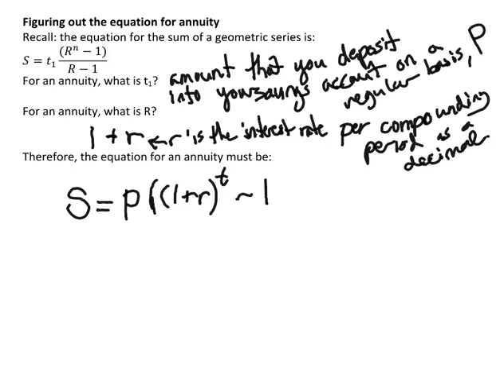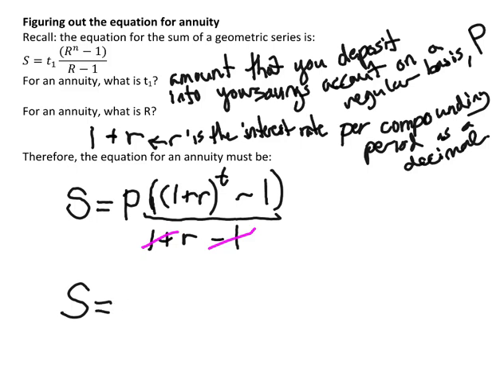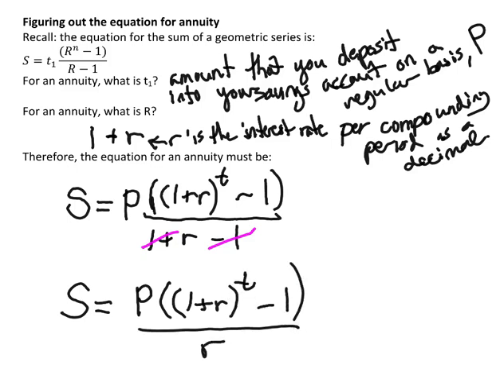All right, then we've got minus 1 on top. And all of this is divided by r here. So it's 1 plus r. And then minus 1. So you'll notice that that can simplify a little bit, right? We've got a 1 and then a minus 1. Those guys will cancel out. And I can simplify my formula to this. So the sum, everything you'll have at the end is P times 1 plus little r to the t minus 1 all over r. And that's our equation for an annuity.